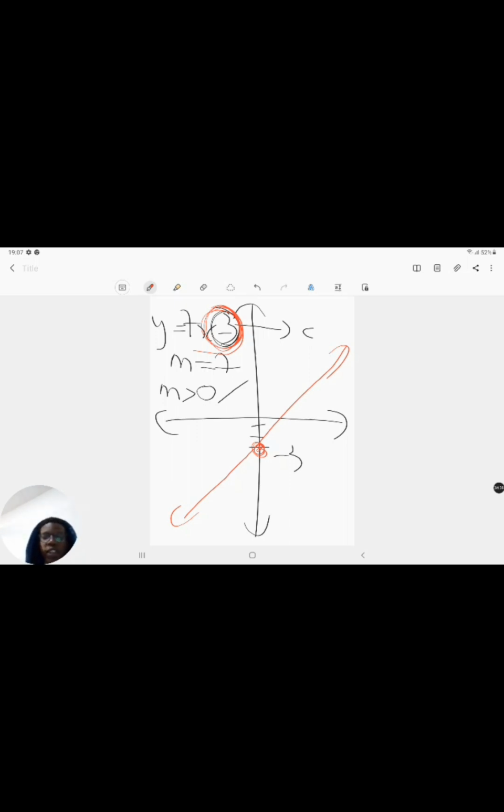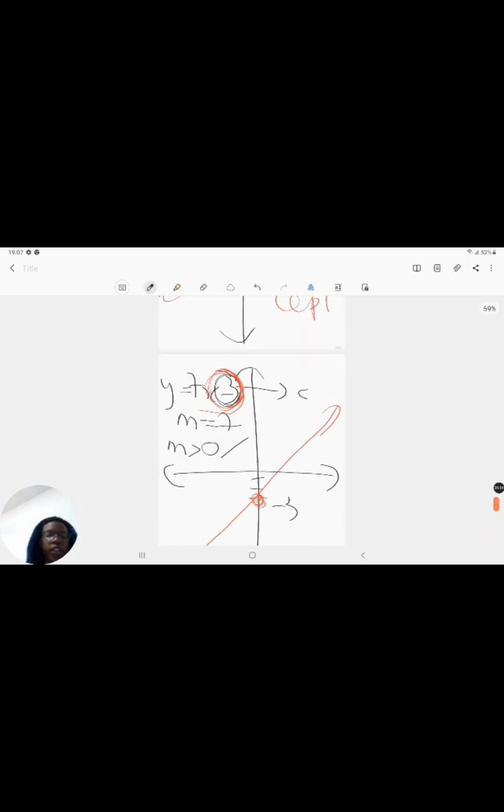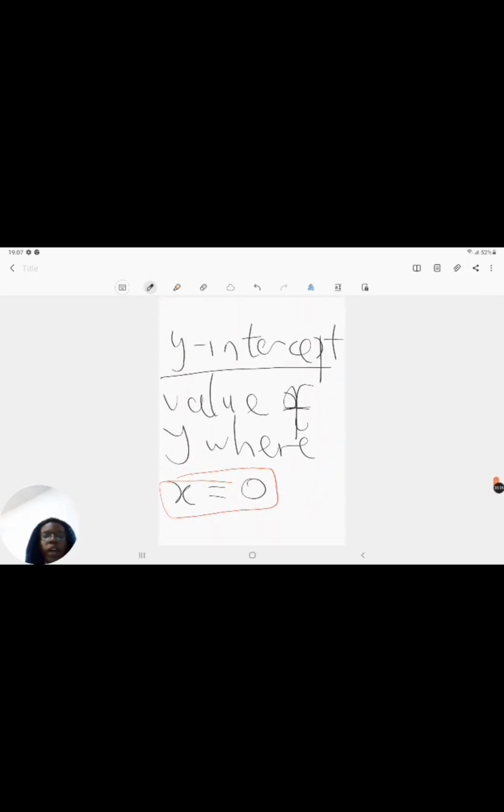So the equation is y is equal to 7x minus 3. Let's calculate it. What if they ask you to find your y-intercept and to show your calculations? Well, you say x is equal to 0. For our y-intercept, x must be equal to 0. That's from the definition, right? Y-intercept is the value of y where x is equal to 0.